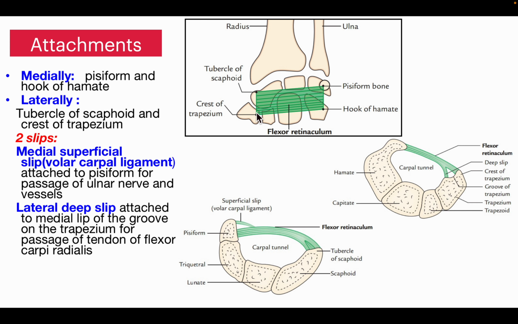We can see here in the diagram it has two slips. The medial superficial slip, also known as the volar carpal ligament, is attached to the pisiform bone, for the passage of the ulnar nerve and vessels. In the lateral aspect we have the lateral deep slip, which is attached to the medial lip of the groove on the trapezium for the passage of the tendon of flexor carpi radialis.